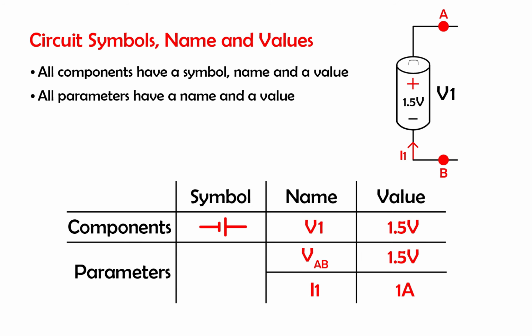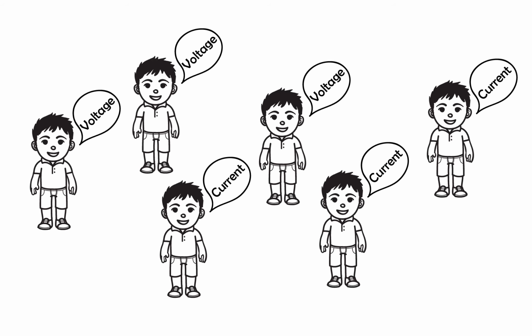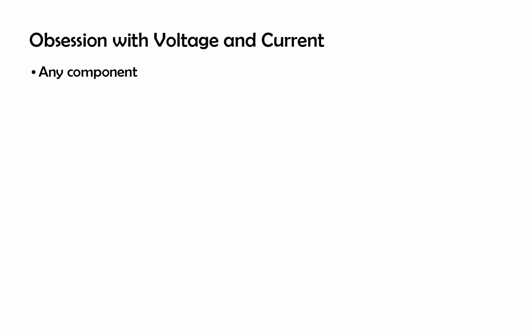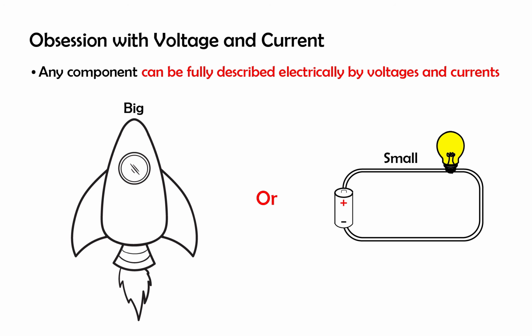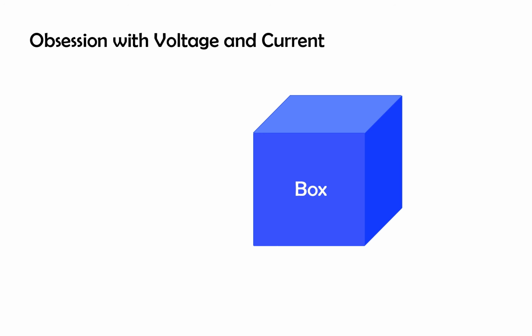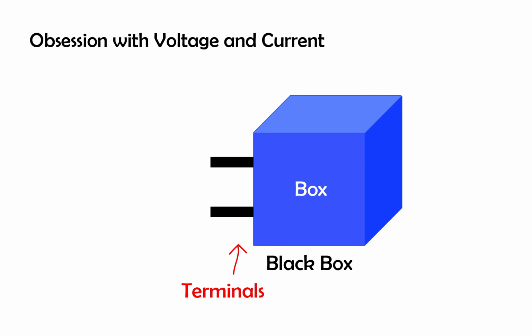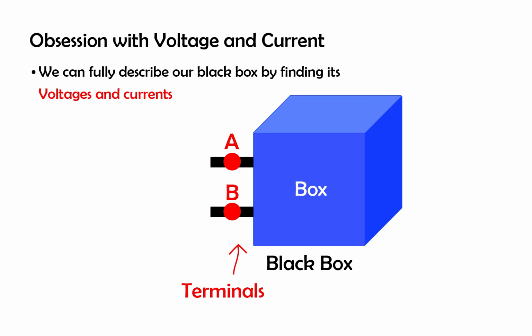We keep on mentioning voltage and current, and by now you must be wondering what our obsession is with these two. The reality is that any component, no matter how big or small, can be fully described by its voltage and the current flowing through it. Suppose we have a component and we don't know what it is. It's just a box. We usually refer to that as a black box. This black box has to have at least two electrical connections.